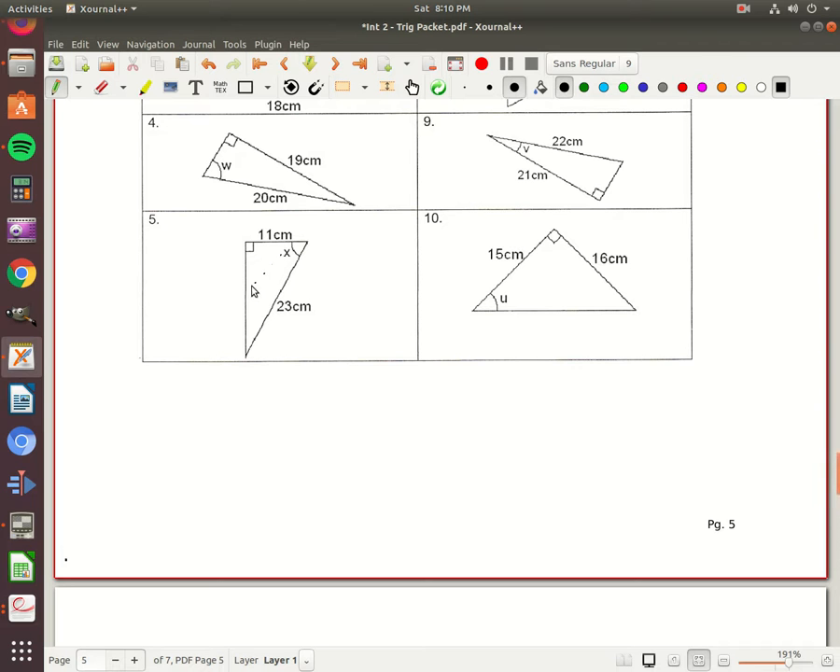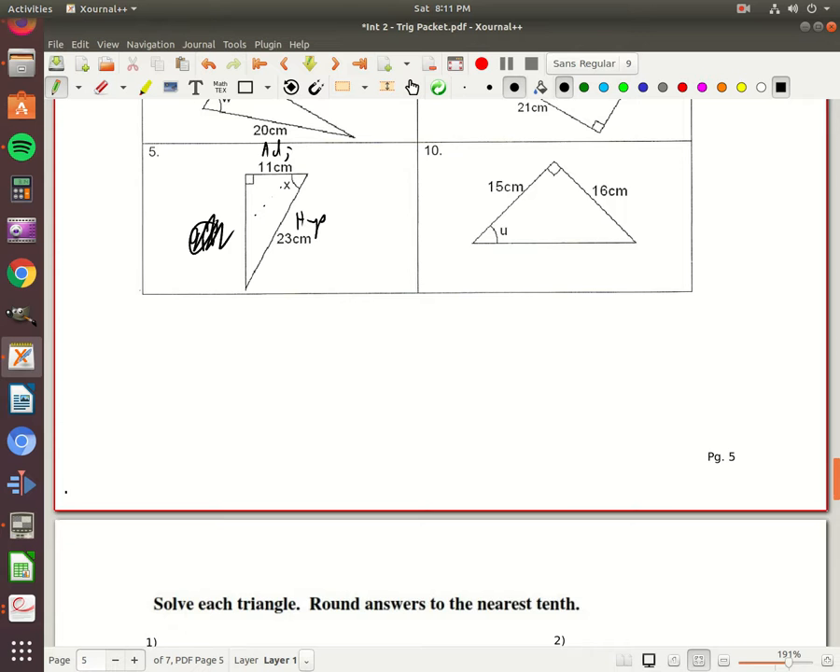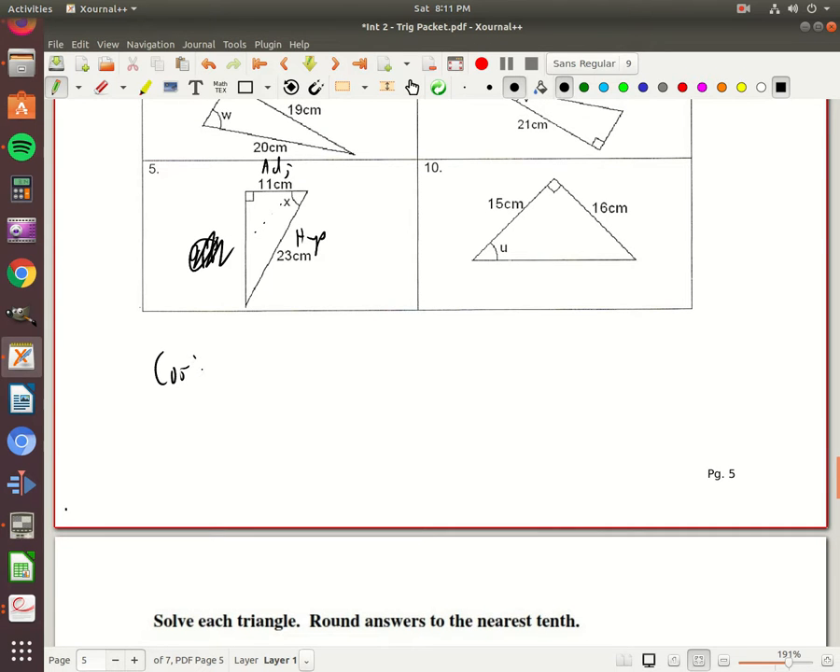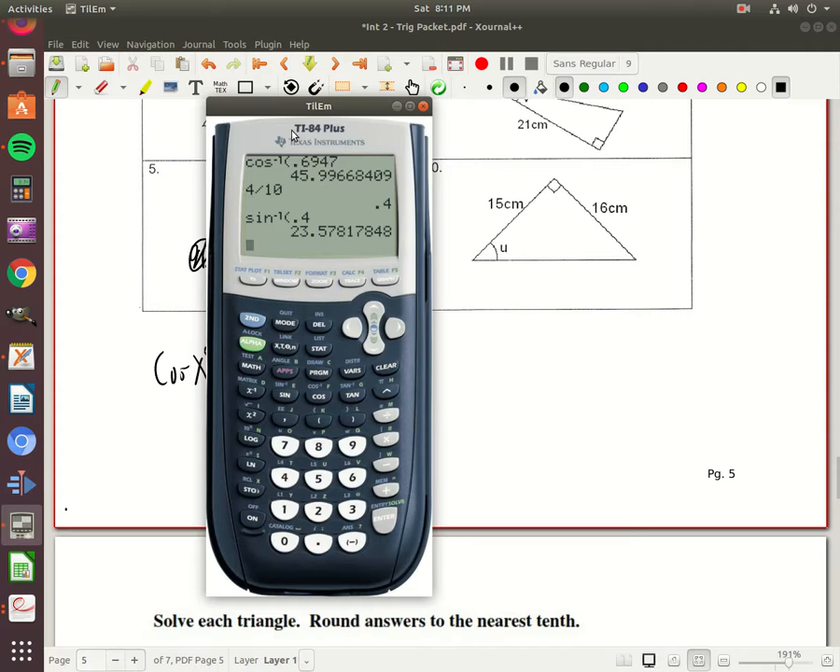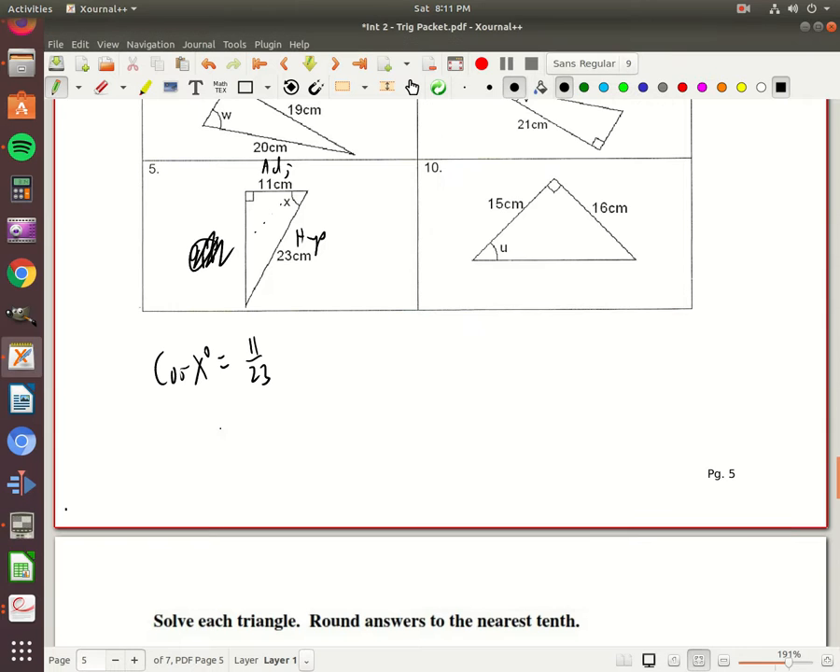So if I go down here, let's just choose this one. I want this angle. You can see this is my opposite. You can see this is my hypotenuse, and this is my adjacent. The one I don't care about is my opposite, so I care about the adjacent and hypotenuse. So if I go up here, adjacent and hypotenuse is cosine. So I will say the cosine of x is equal to the adjacent over the hypotenuse. So I'll divide 11 by 23, and I get 0.4783, rounded.